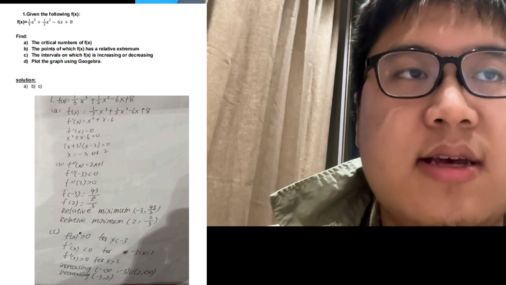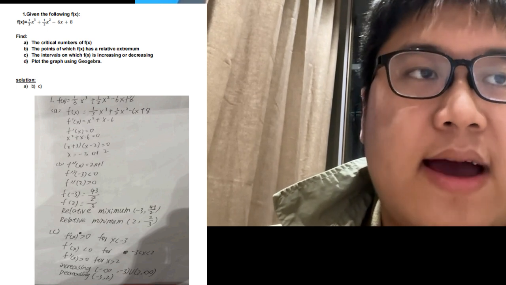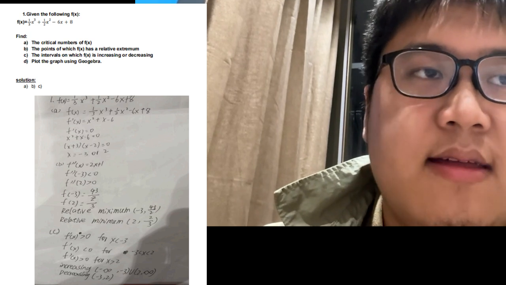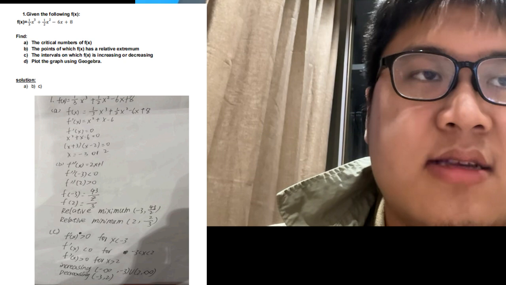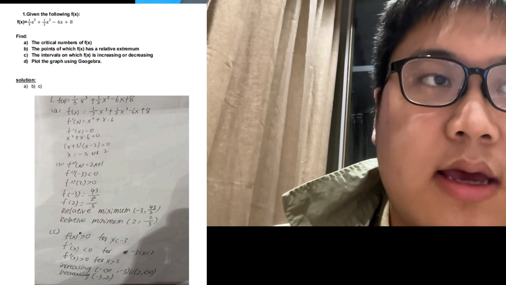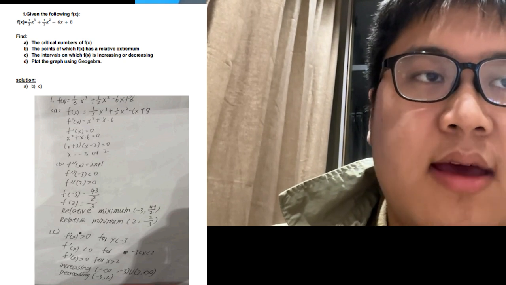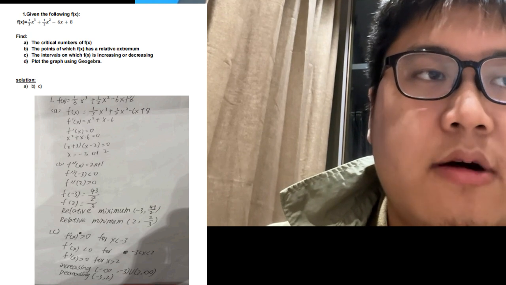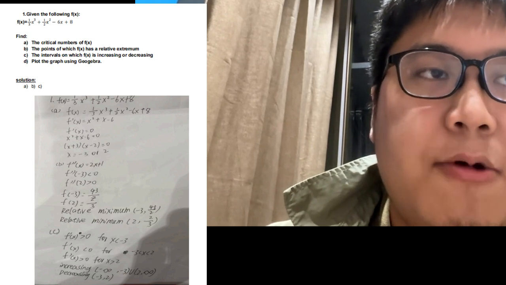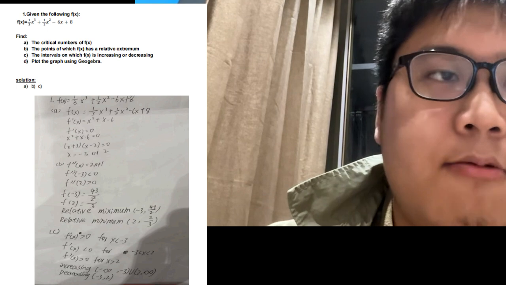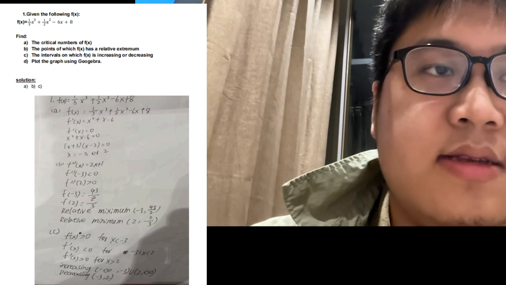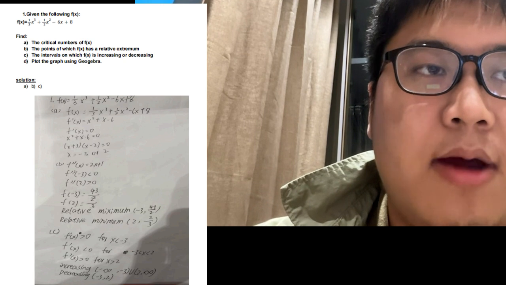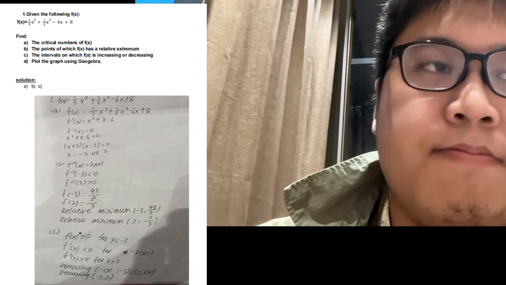Next, I use the second derivative to find the relative extrema. The second derivative is 2x plus 1. When x is minus 3, the second derivative is negative, so this point is a relative maximum. When x is 2, the second derivative is positive, so this point is a relative minimum.